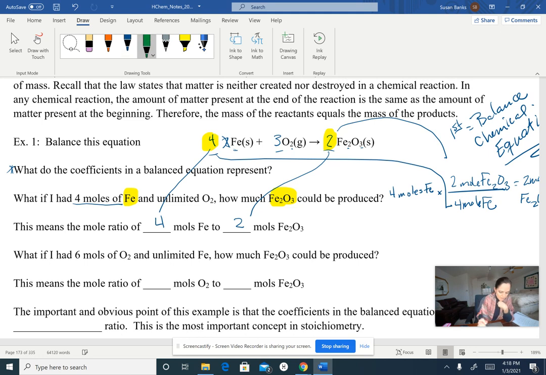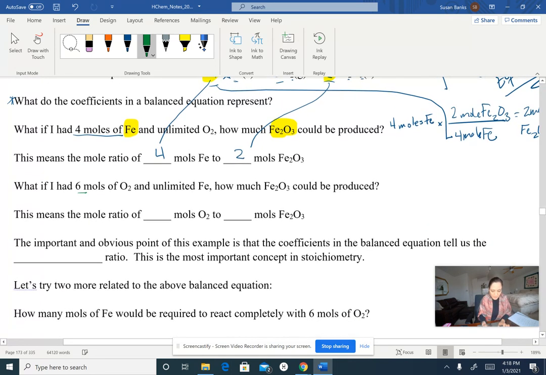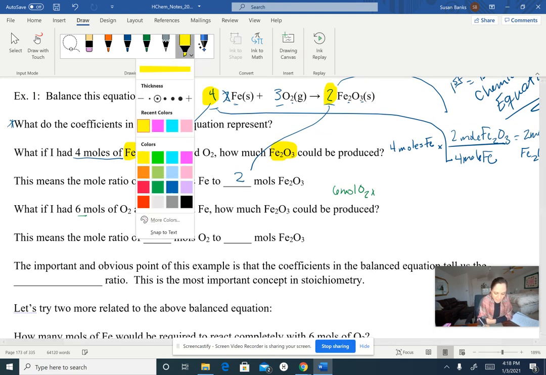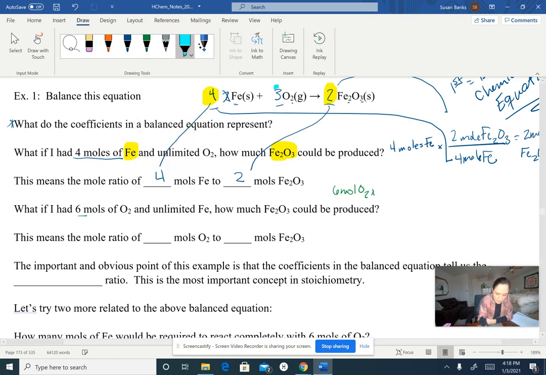So here we go. Here's another example. I have 6 moles of oxygen and unlimited iron. How much iron 3 oxide could I make? So once again, I'm going to start with what I know. I know that I have 6 moles of oxygen. Okay, so let's grab that balanced equation. I want to compare oxygen with iron 3 oxide. So I know that I have 3 moles of oxygen to 2 moles of iron 3 oxide. So we're going to use that mole ratio.